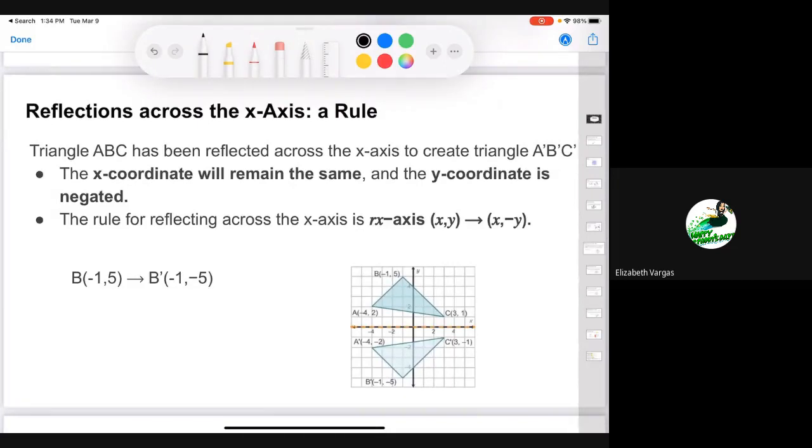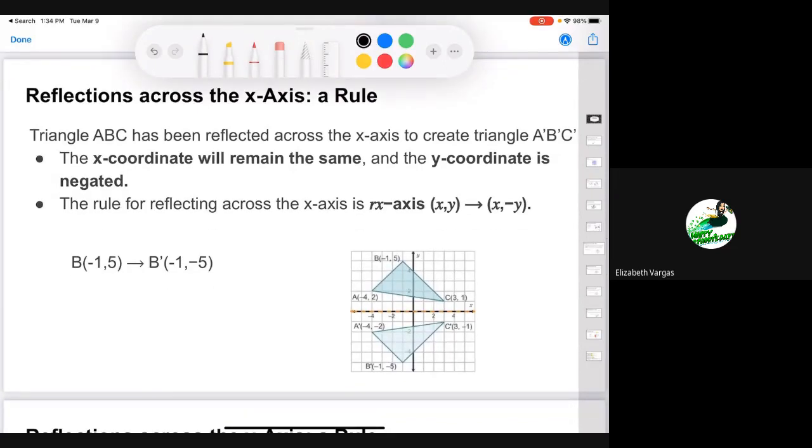So now we're going to get into different reflection rules. So we have different types of reflections. We have reflections across the x-axis, reflections across the y-axis, reflections across y equals x, and reflections across y equals negative x. And depending on the type of reflection we have, our coordinates are mapped to different locations. So basically, whenever the reflection takes place, wherever that coordinate or that vertex maps to will change.